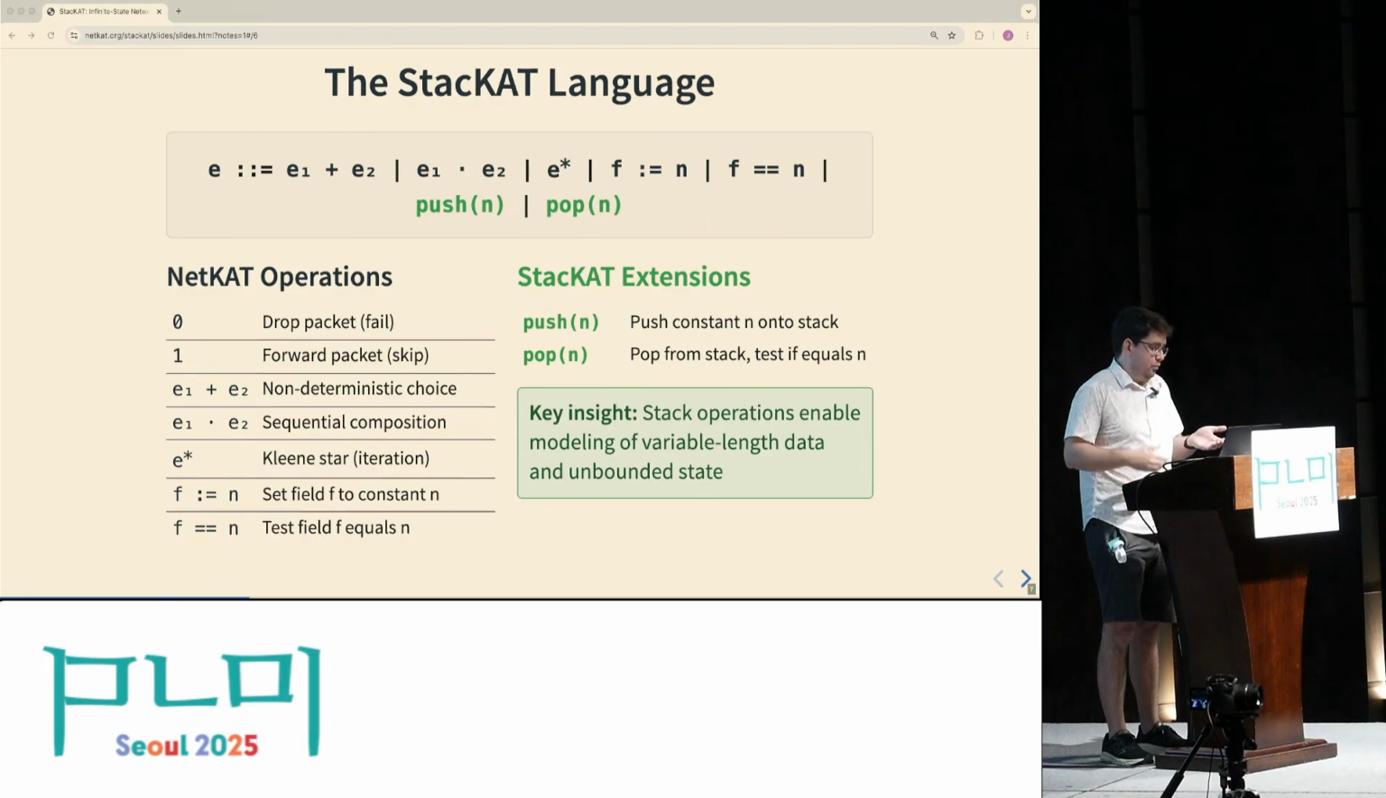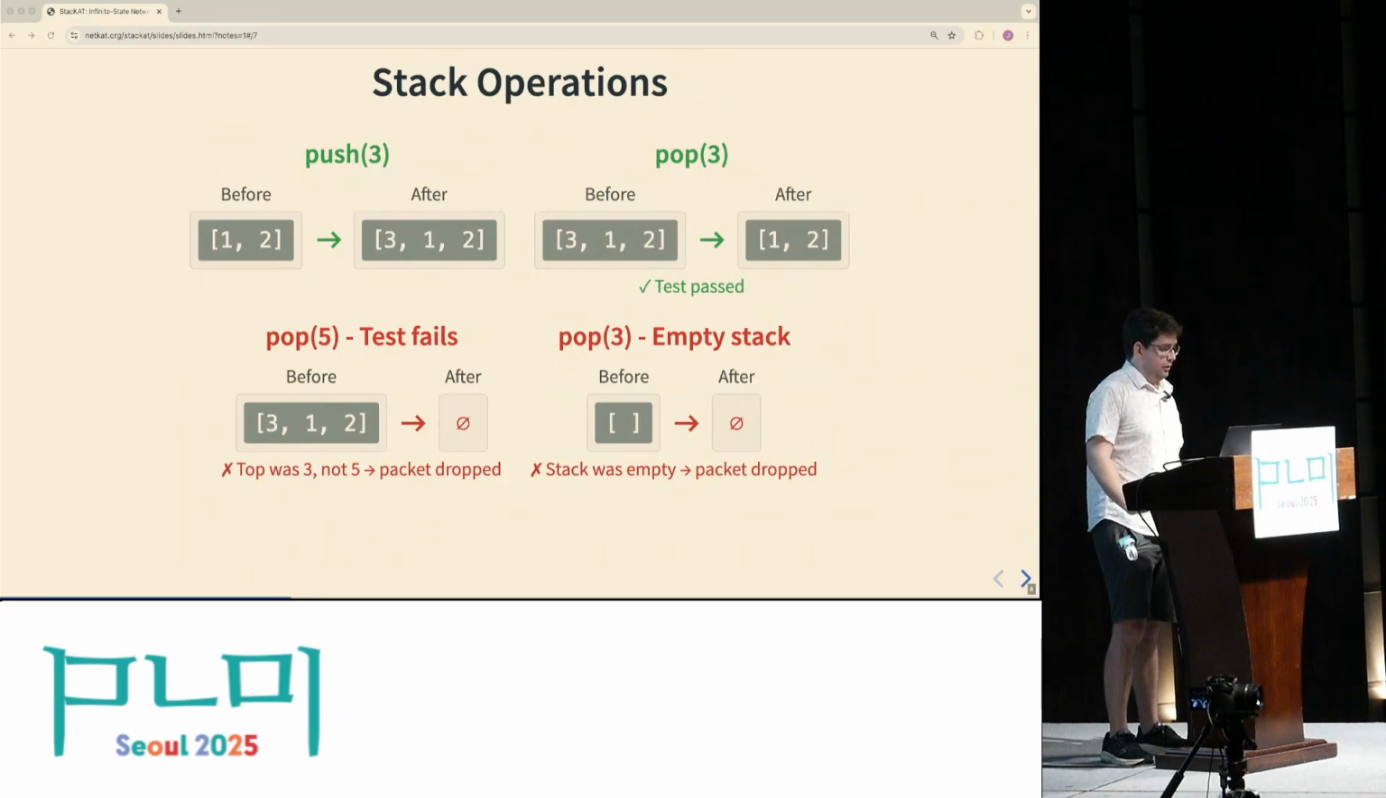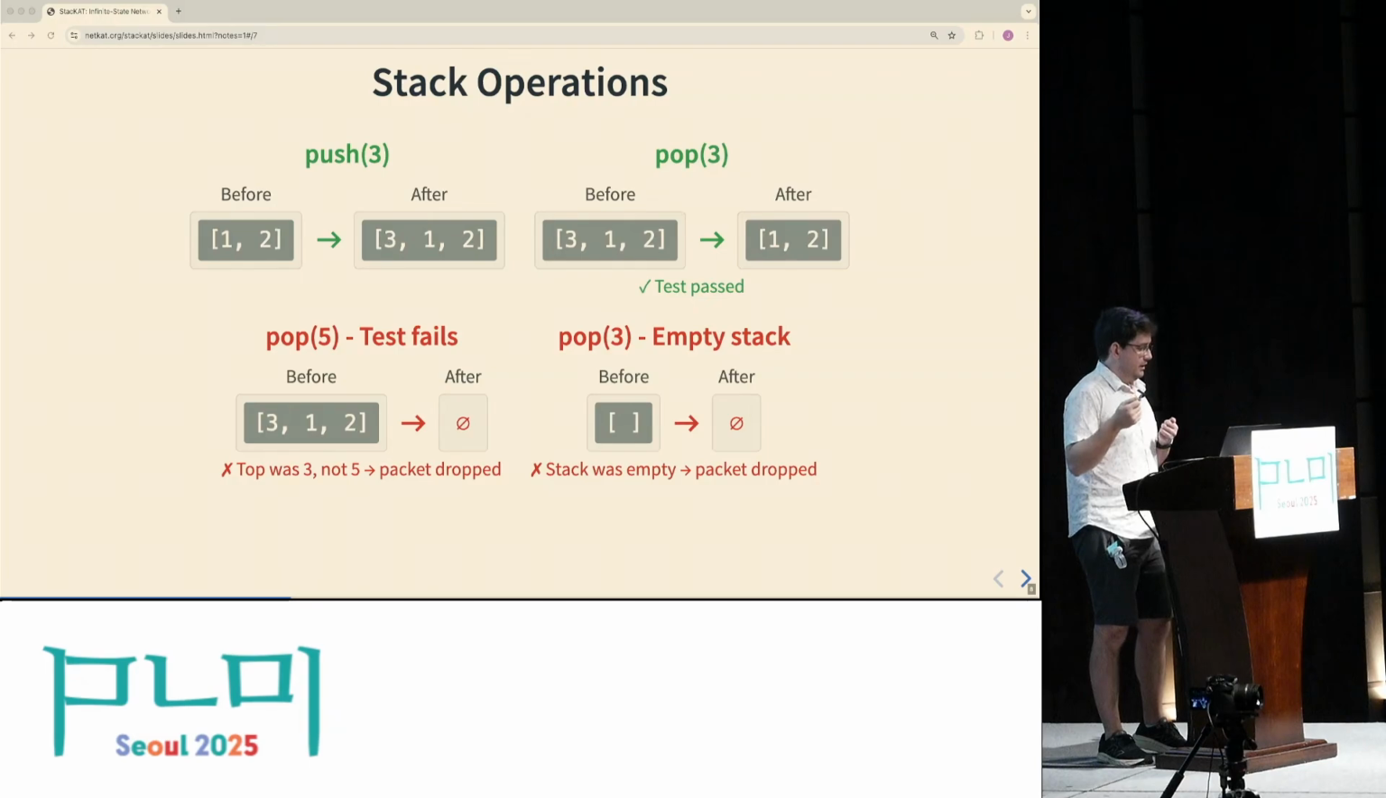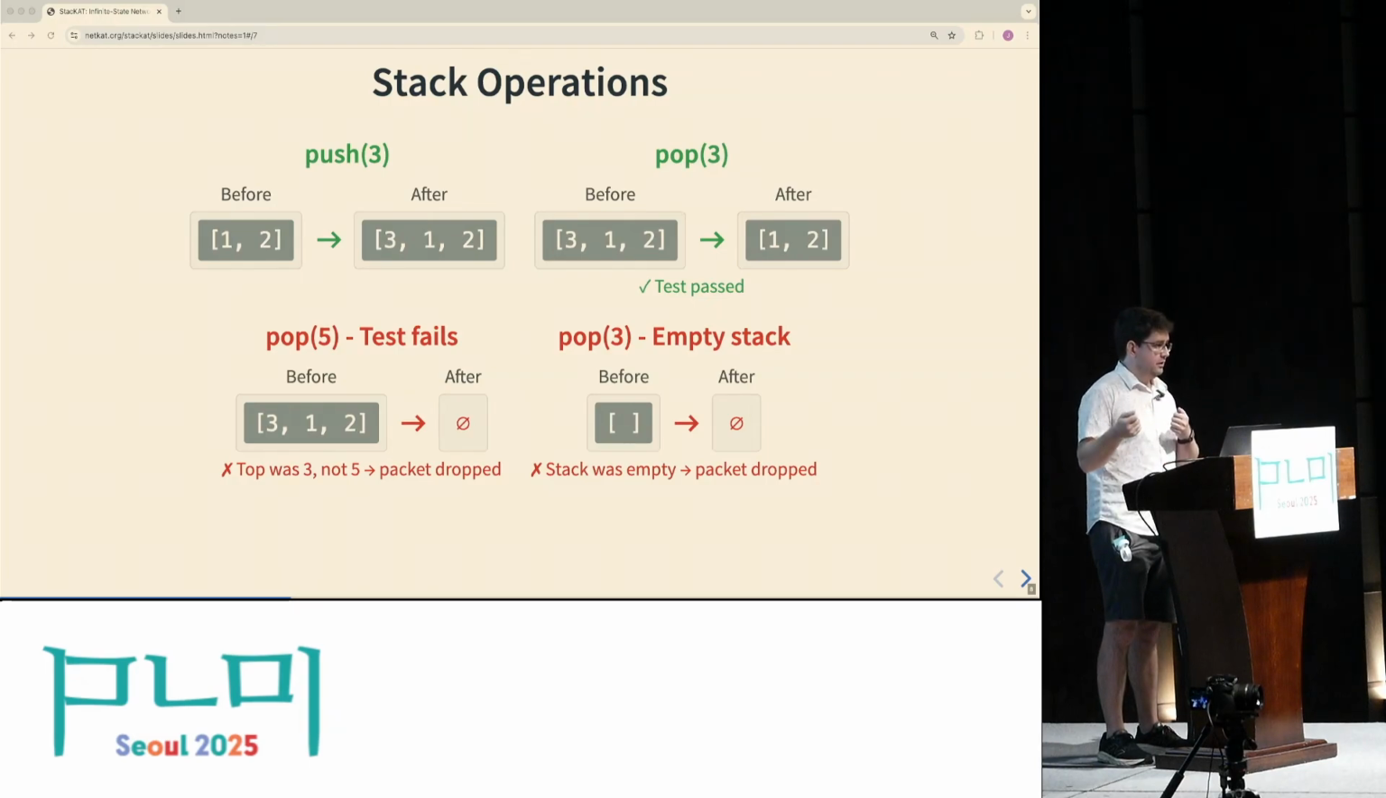And with these two operations, we can model this extra field, which lets us model all these extra protocols. So let's see what the stack operations do. Well, push is very familiar. It just takes an input stack, puts the new number in front. Pop is a little strange because you see pop here also has a constant argument. That's maybe unexpected. So pop here acts as a non-deterministic operation that either succeeds or fails.